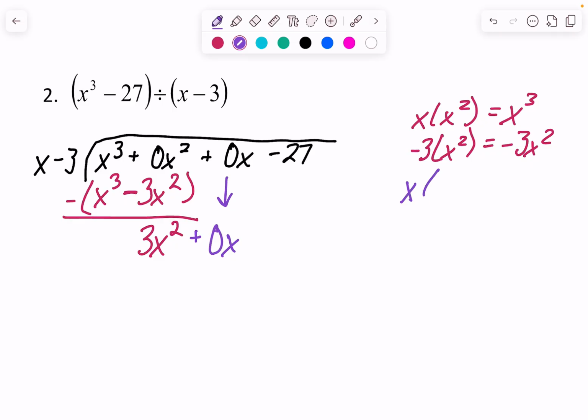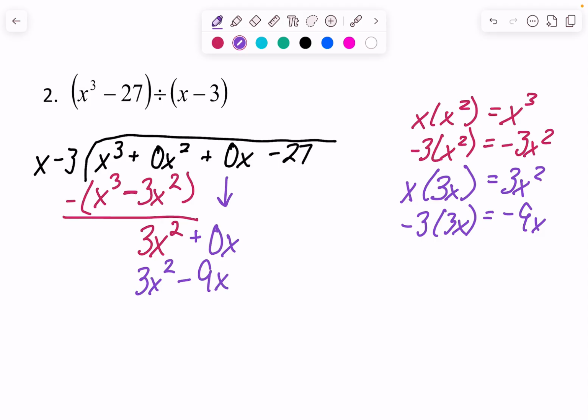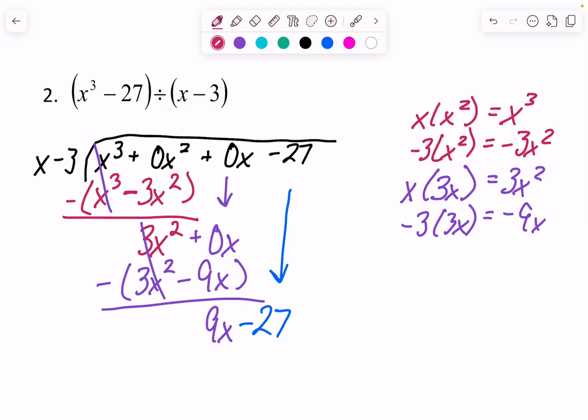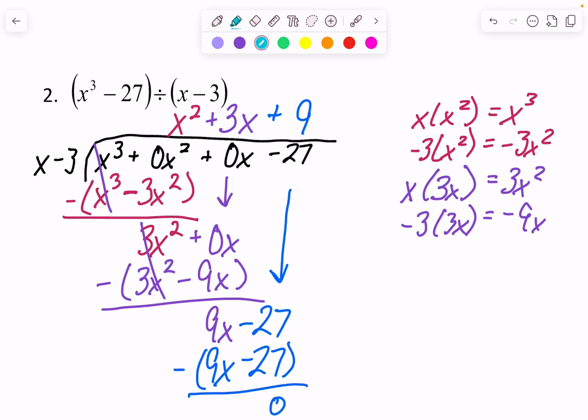So then x times 3x gives me 3x squared. And I need to multiply it by the negative 3 also. Put parentheses around it, subtract it. The first thing is always going to cancel out. And then again, this time I have double negative, so it becomes a plus 9x. And I forgot to write my things on top, so let me write that real quick. And then this time I need to multiply by 9. And everything cancels out. So my answer is up here on top.